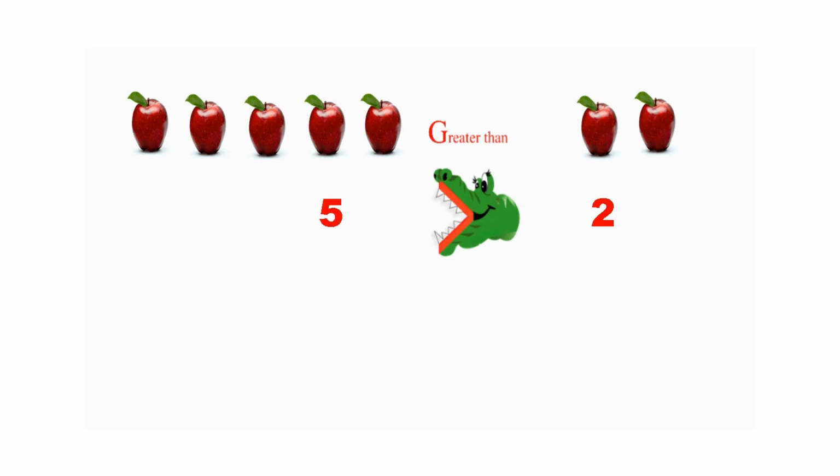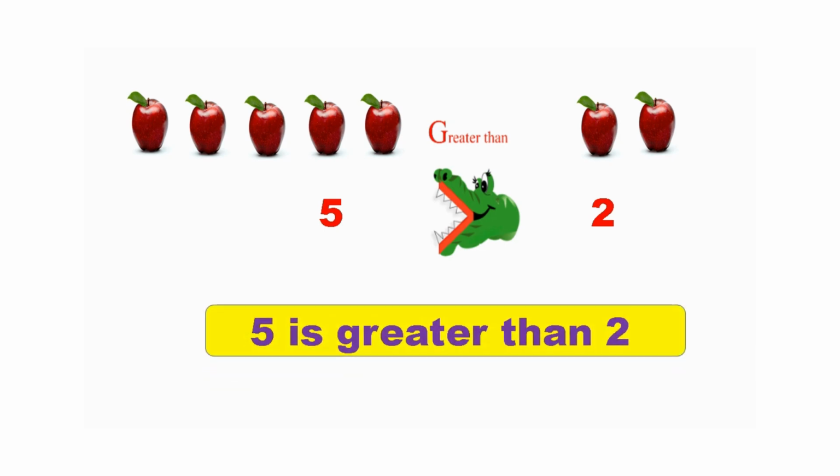Now that means 5 is more. It is a greater number. And you can see the red sign, that is the greater than sign, which we have to use for greater number. Now how to read this? 5 is greater than 2. What is this? T-H-A-N. We pronounce it as than, not tan, than. So 5 is greater than 2.